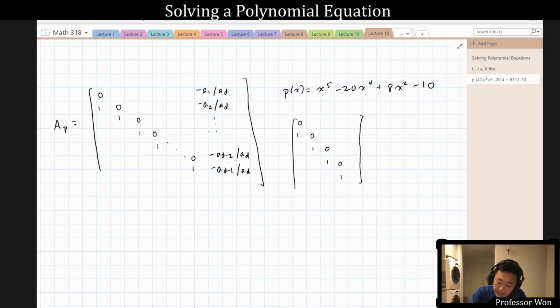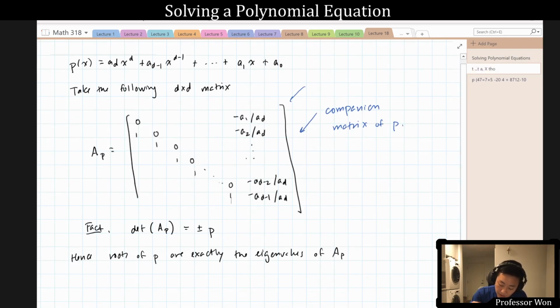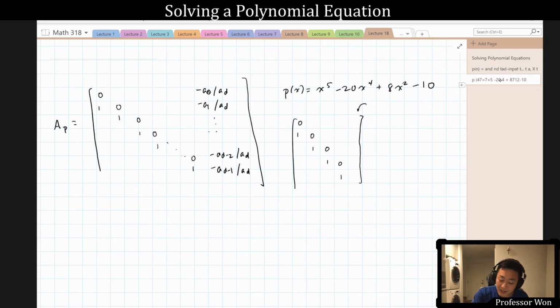And then in this last column, you take negative, wait, I wrote something wrong. Right, this should be negative a0 over ad, negative a1 over ad, yeah, because we need to have d entries. So make sure to correct that in your notes. So in this last column, you want to take negative a0, which is the constant term, divided by ad, which in this case is 1. So in this case, I don't actually need to divide anything. I'll need to divide them all by 1, so I can sort of ignore that.